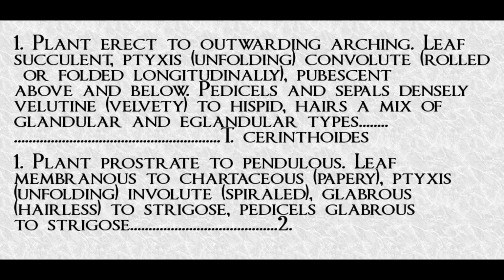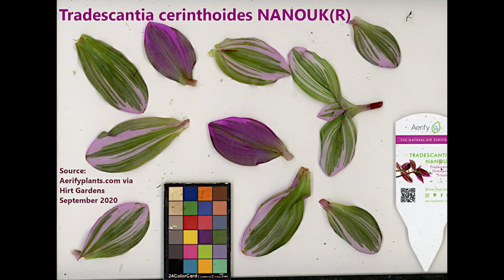The plant that you have will hopefully belong in one of those two groups, and just by looking at the new growth, you can pretty much figure that out, and just whether it's got hairs on it or not. So if we determine our plant falls into that first group, that's going to be Tradescantia ceranthoides.